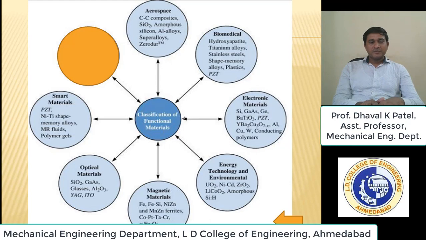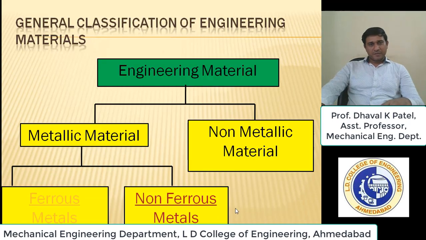Then magnetic materials, that is based on ferrous materials. Optical materials means glass, aluminium oxide, laser, YAG source, cadmium source. Then smart materials, which are again shape memory alloys; they also have specific smart applications. So this is about some functional requirement materials.